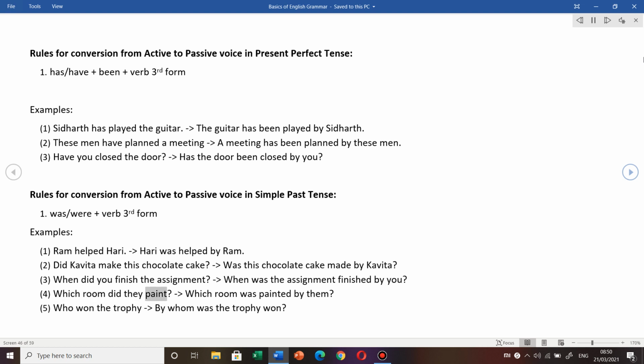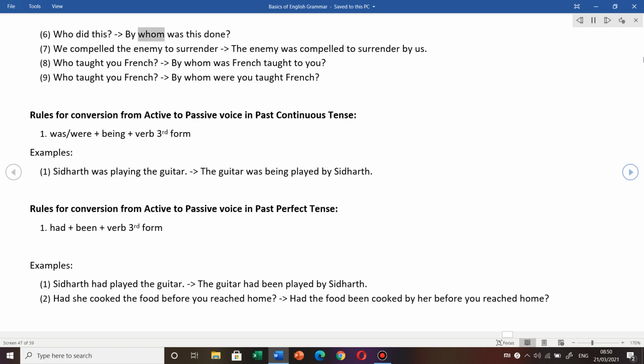Which room did they paint? Which room was painted by them? Who won the trophy? By whom was the trophy won? Who did this? By whom was this done? We compelled the enemy to surrender. The enemy was compelled to surrender by us.